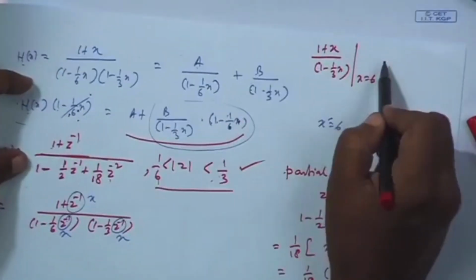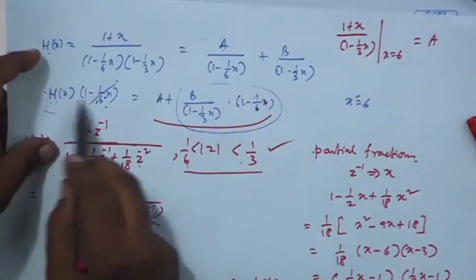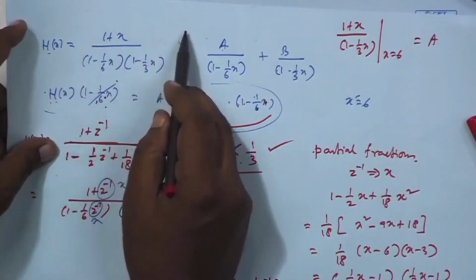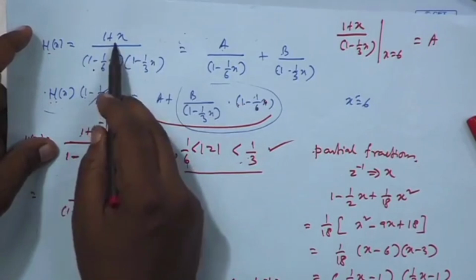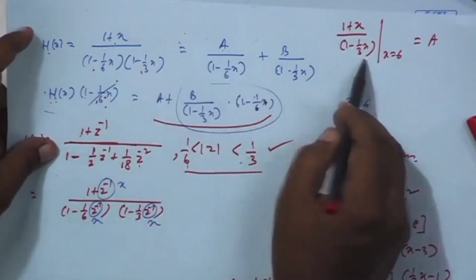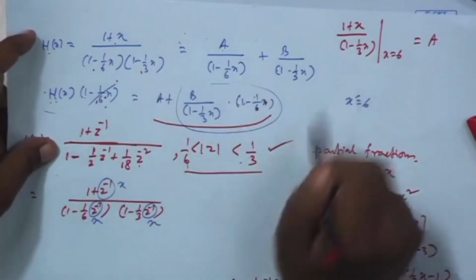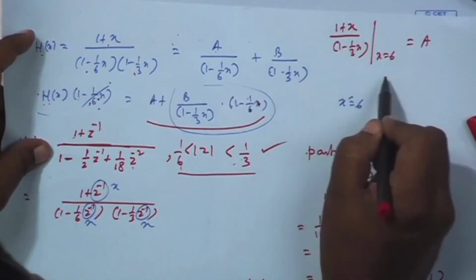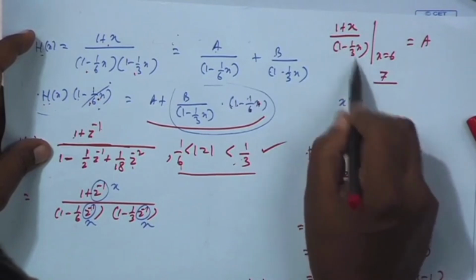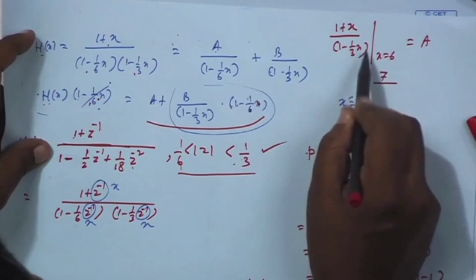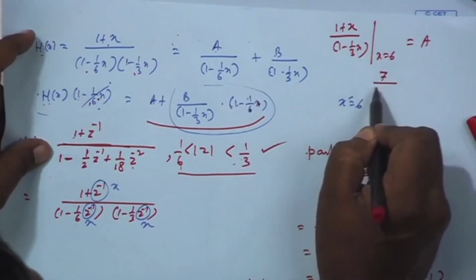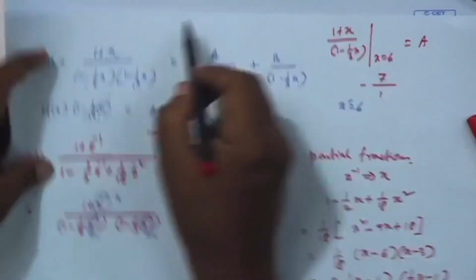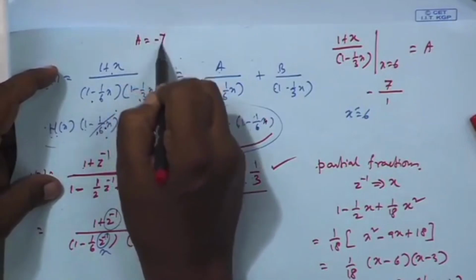So, right hand side is A, left hand side H(x) into 1 minus 6x. If you take H(x) multiplied by 1 minus 6x, that cancels with this, you are left with 1 plus x by 1 minus 1 by 3 x. You put x equal to 1 by 6 here, that will give you A. So, if you put x equal to 1 by 6, you have 1 plus 1 by 6, which is 7 by 6, divided by 1 minus 1 by 3 into 1 by 6, which is 1 minus 1 by 18... which means A is 7.